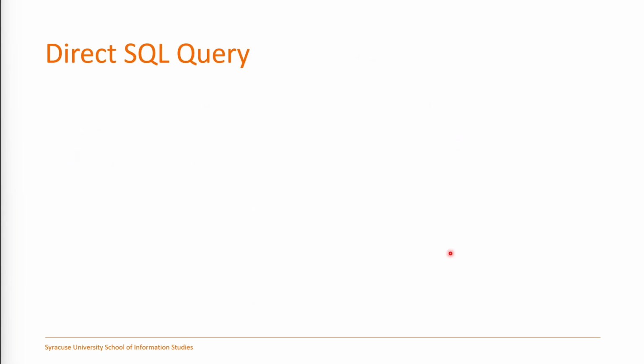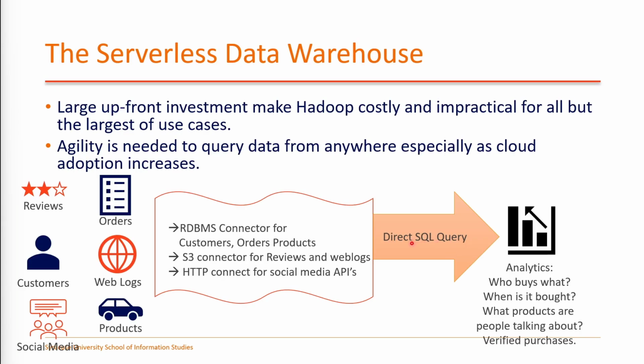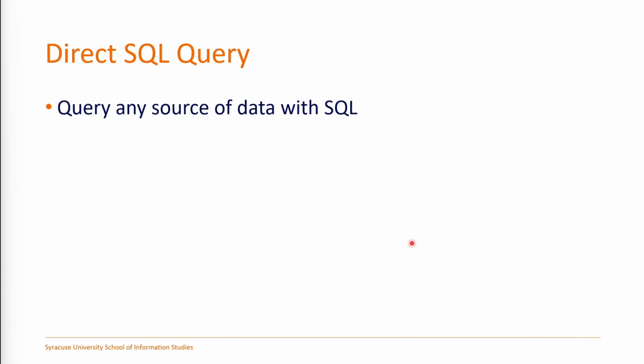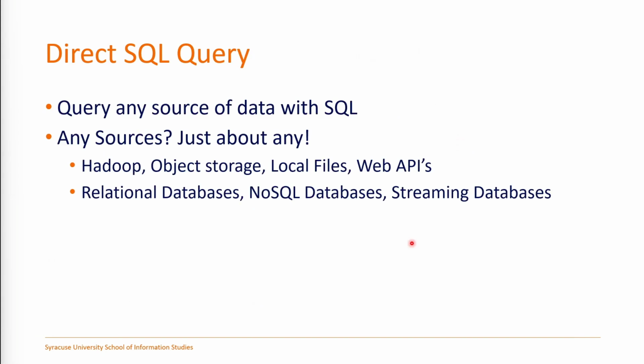So what do we mean when we say direct SQL query right here? Well, what we're talking about is being able to query any source with SQL. And when we say any source, we really mean any source. It could be in Hadoop, in object storage, in local files. It could be an HTTP REST API. The files can be in a variety of formats. Some are not structured at all, like text. Some are semi-structured, like CSV. Some are very heavily structured, like JSON, and some are completely structured, like Parquet and ORC.